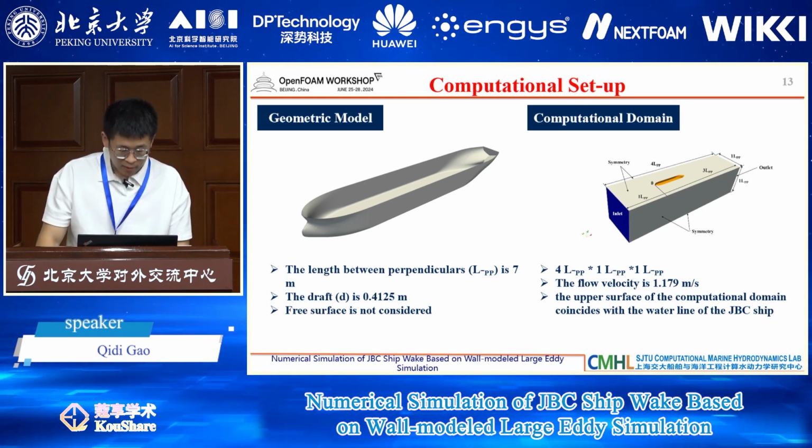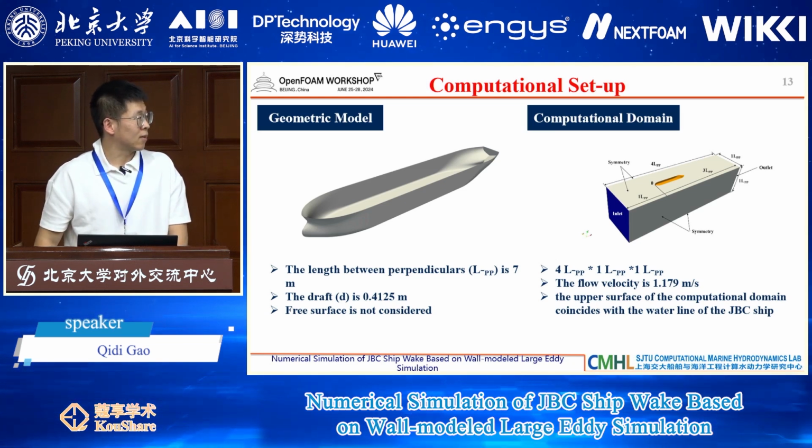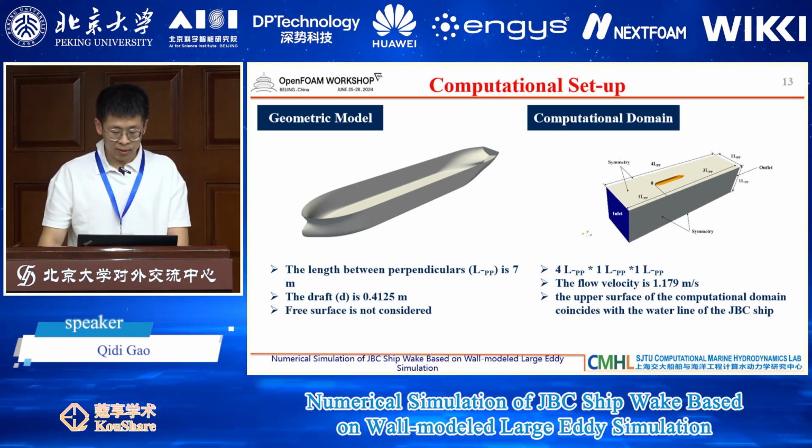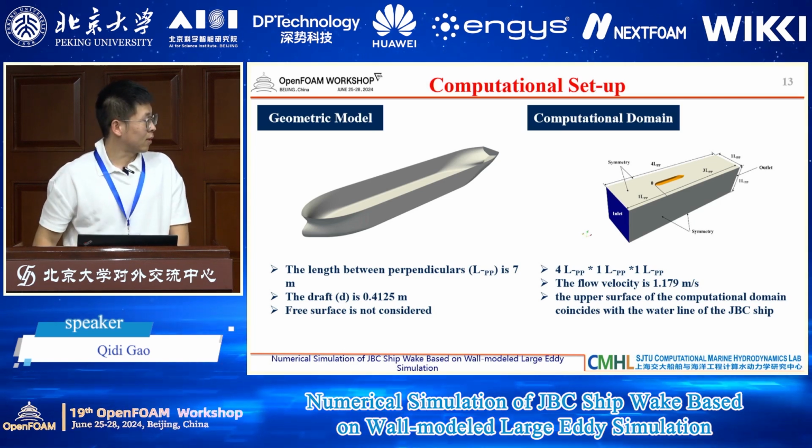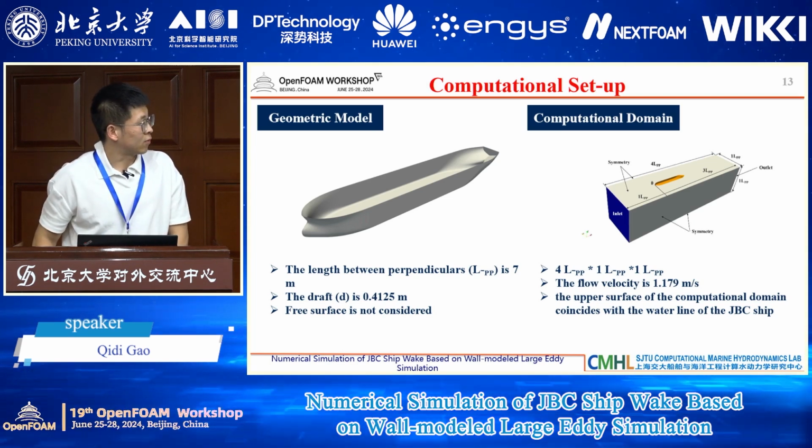The flow velocity is 1.1779 meters per second, the same as the model experiment. The upper surface of the computational domain coincides with the water line of the GBC shape.